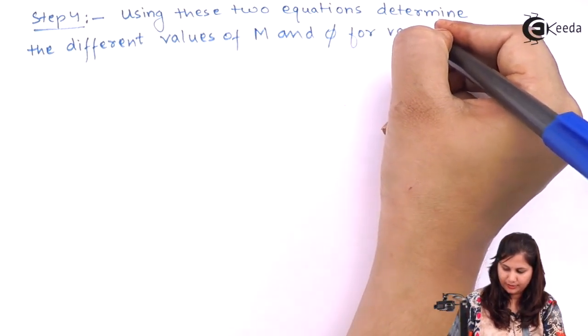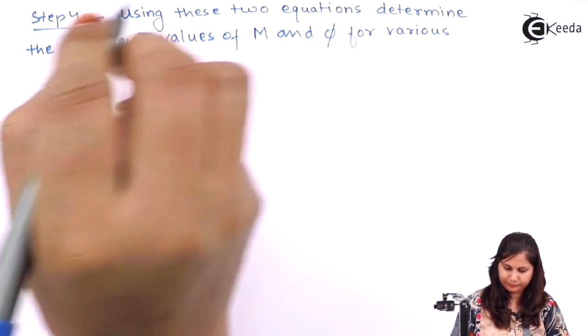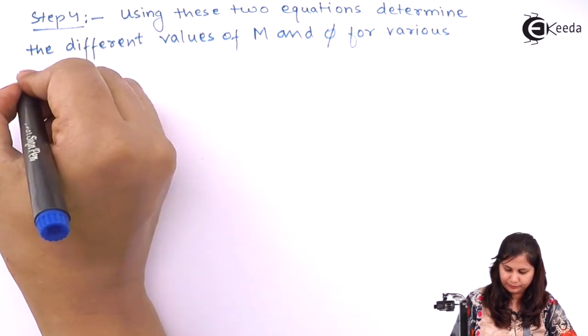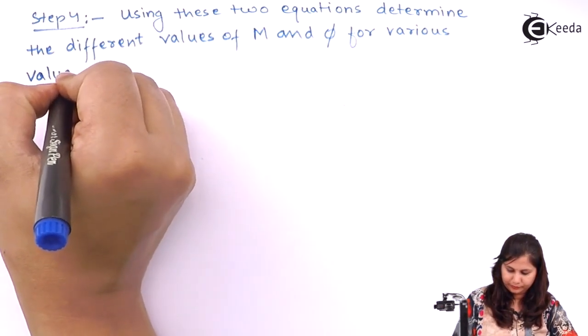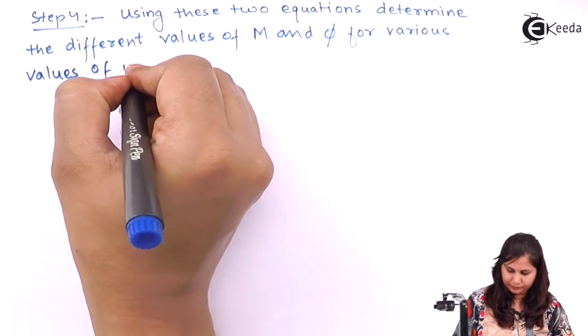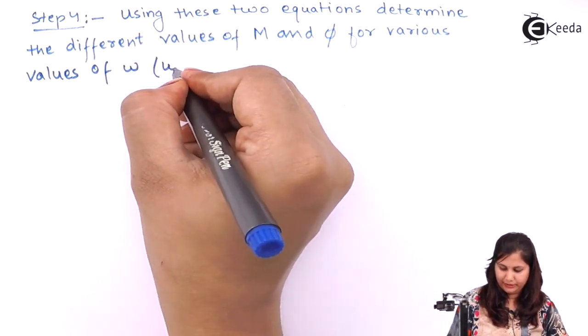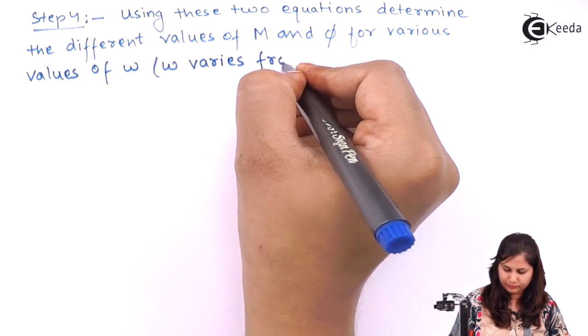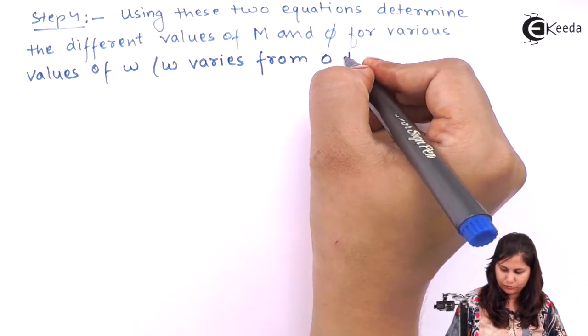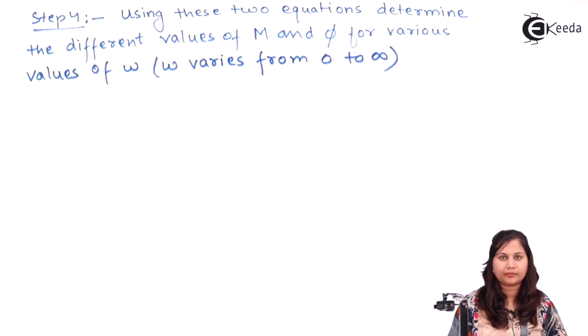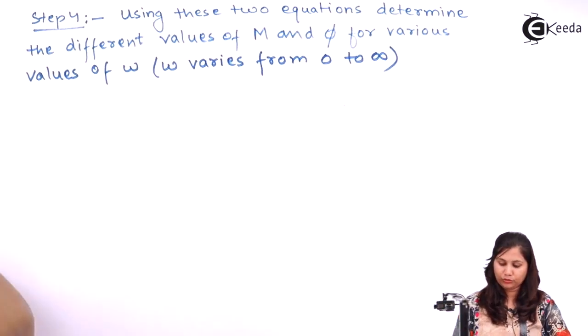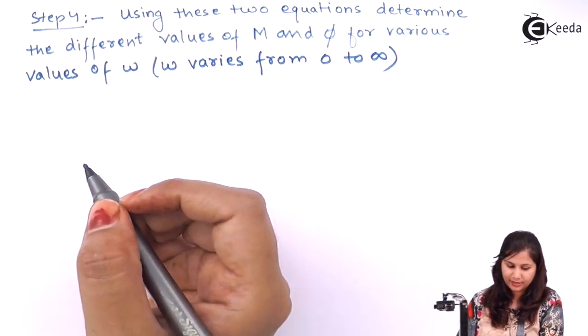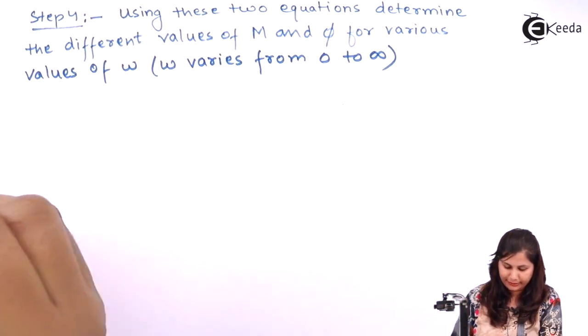Omega varies from 0 to infinity. So you have to use these two equations and form a table.